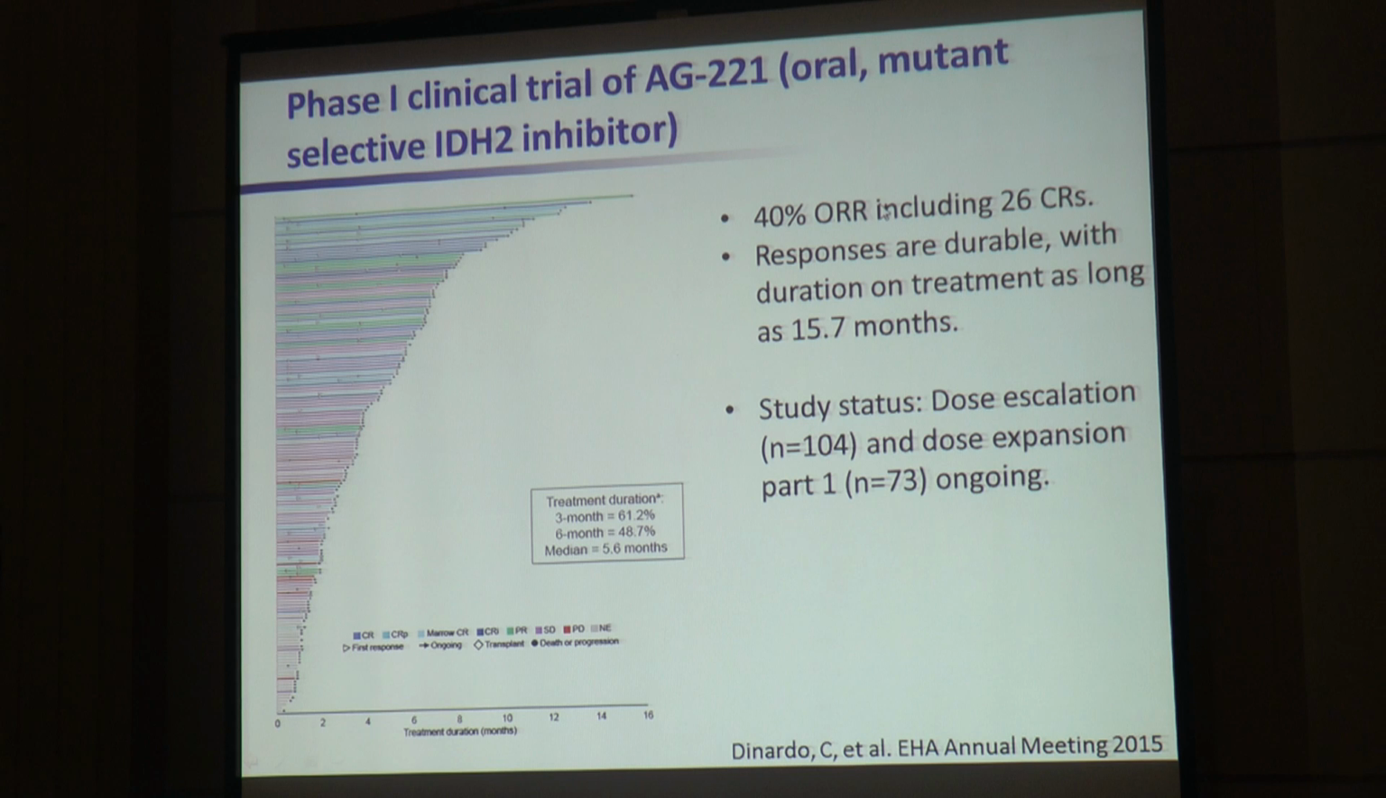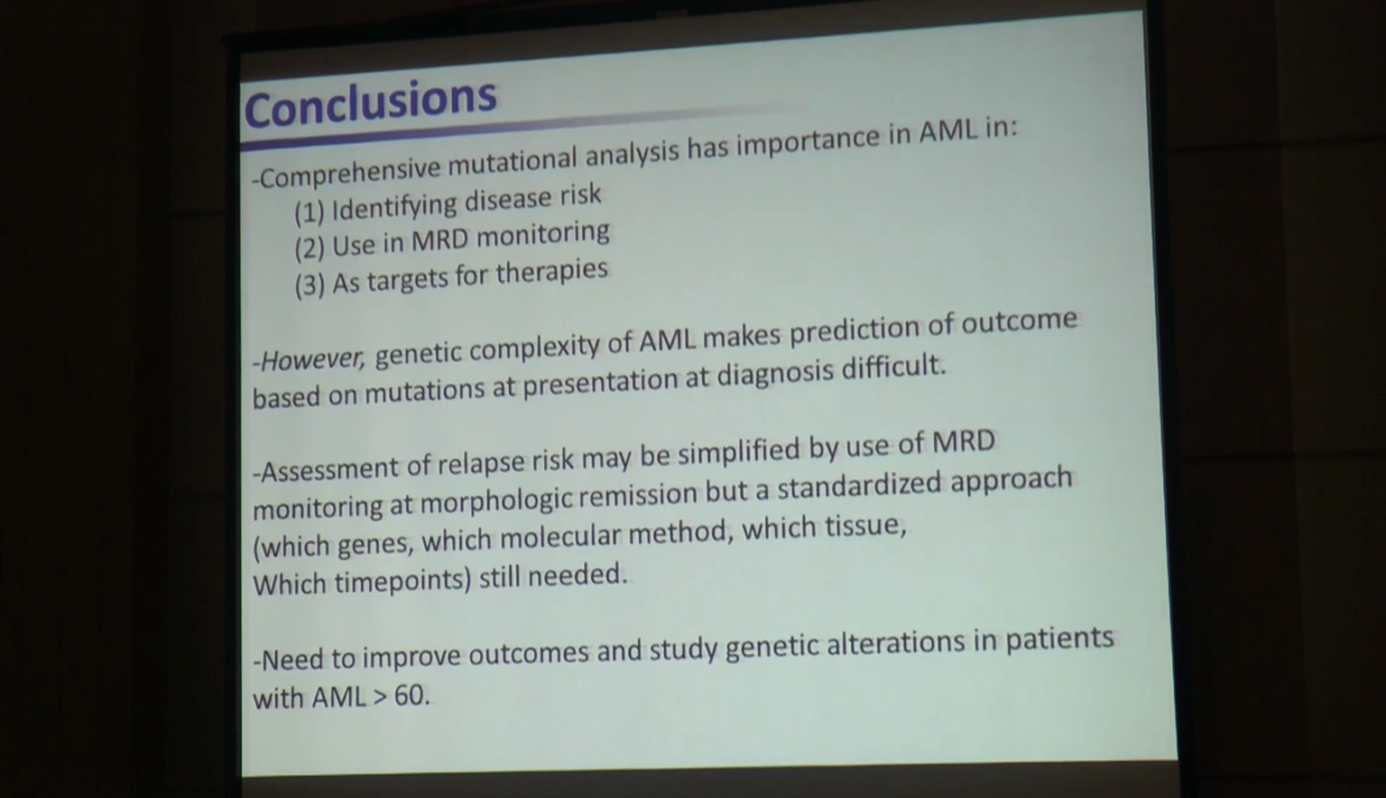And what has been seen so far in this study is that in a relapsed refractory MDS AML cohort, there is about a 40% overall response rate with single agent IDH2 mutant selective inhibition, which I think is very promising. And now the study is in the dose expansion phase, which is still ongoing. In addition to that, we have this upfront study combined with 7+3 induction chemotherapy, which I think will hopefully be very promising as well.